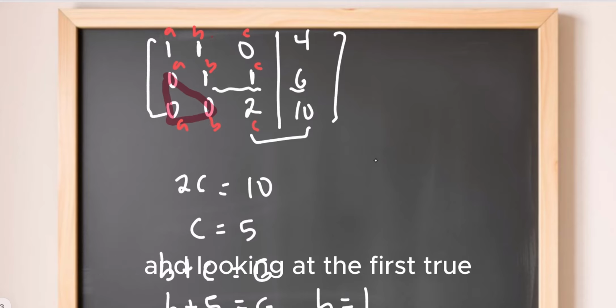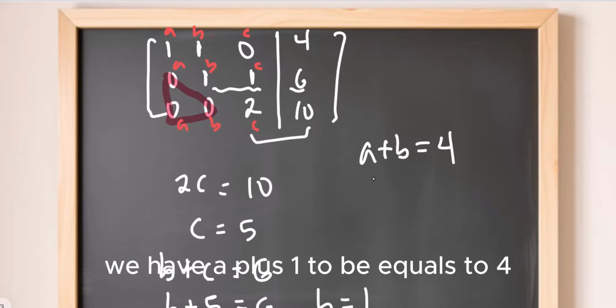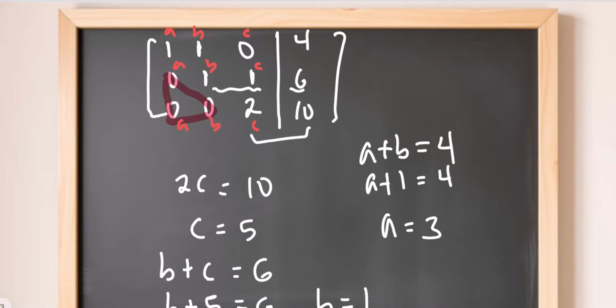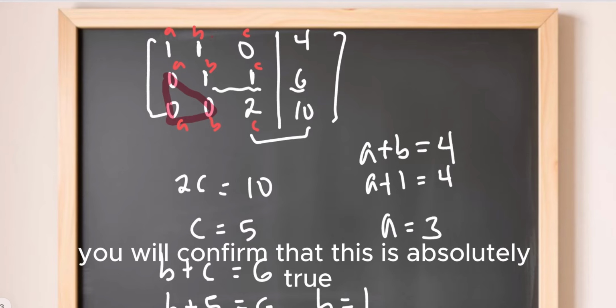And looking at the first row, we have A plus B equals 4. We have A plus 1 equals 4. And here we have A equals 3. If you plug this into the given equations, you will confirm that this is absolutely true.